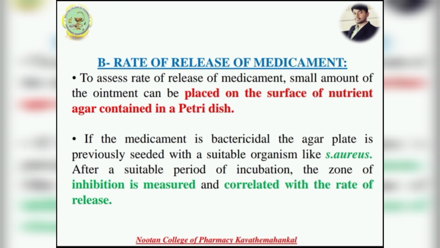The second method is the rate of the release of the medicament. To assess the rate of release of the medicament, a small amount of the ointment can be placed onto the surface of the nutrient agar media contained in a petri dish. If the medicament is bactericidal, the agar plates are previously seeded with a suitable organism. After a suitable period of incubation, the zone of inhibition is measured and correlated with the rate of the release.